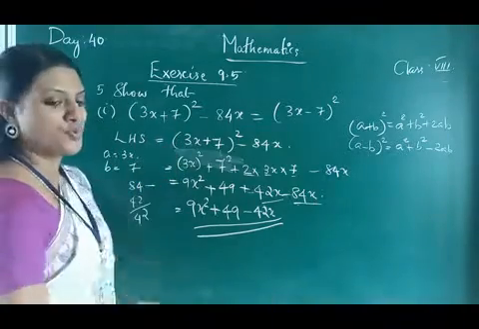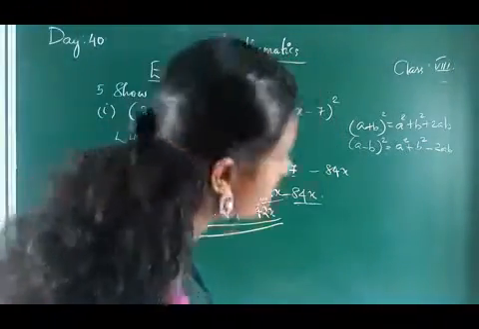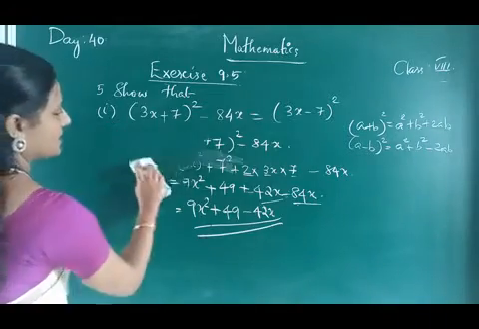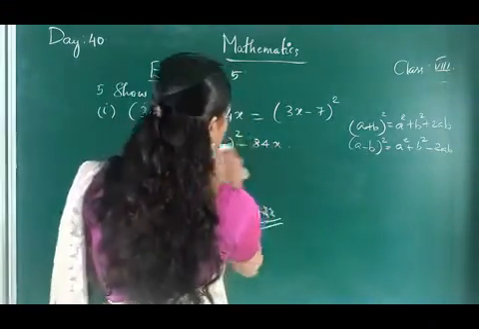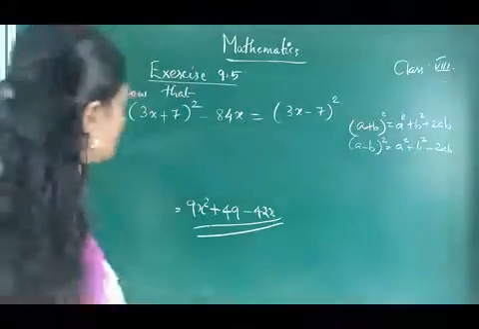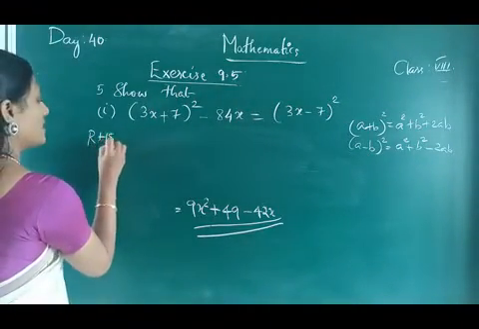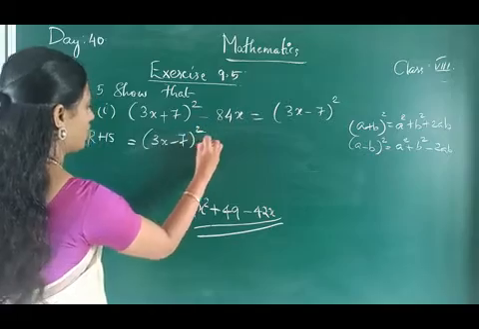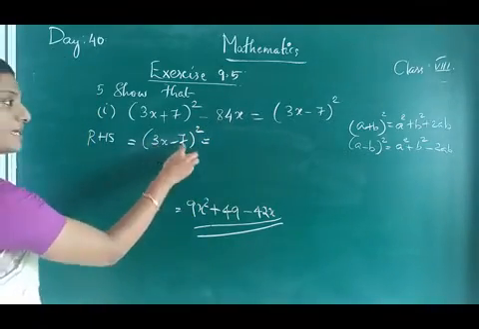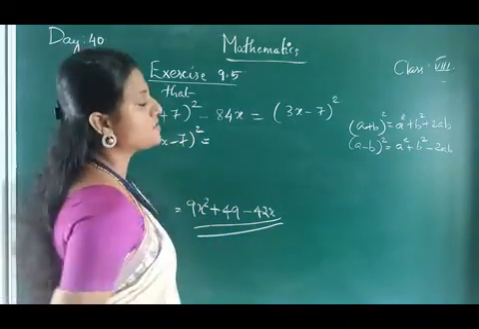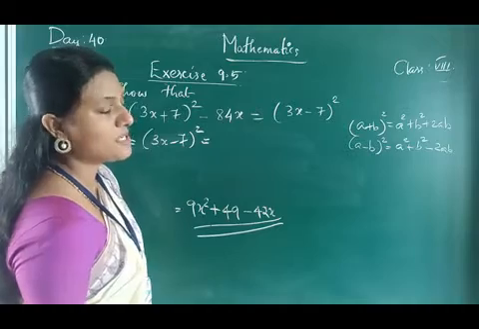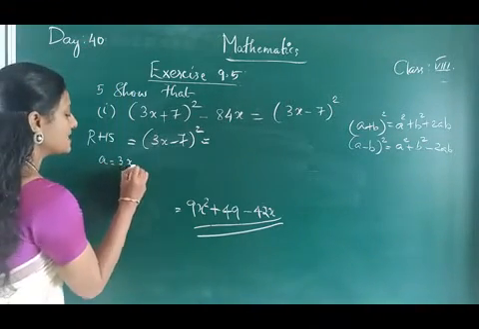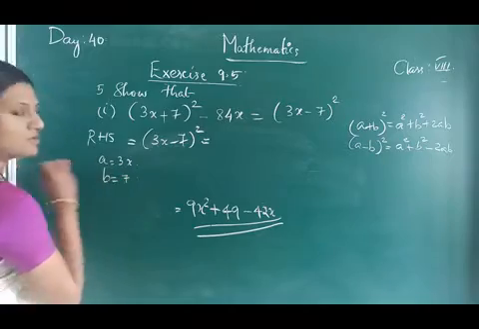Next you have to simplify the RHS. RHS is (3x minus 7) the whole square. The identity is A minus B the whole square, and A minus B the whole square is A square plus B square minus 2AB. So what is A here? A is 3x, B is equal to 7.